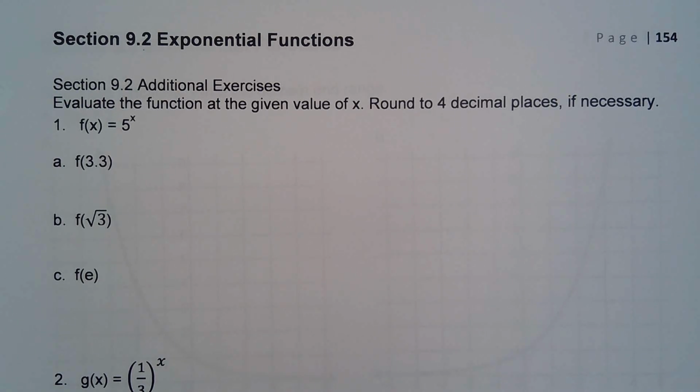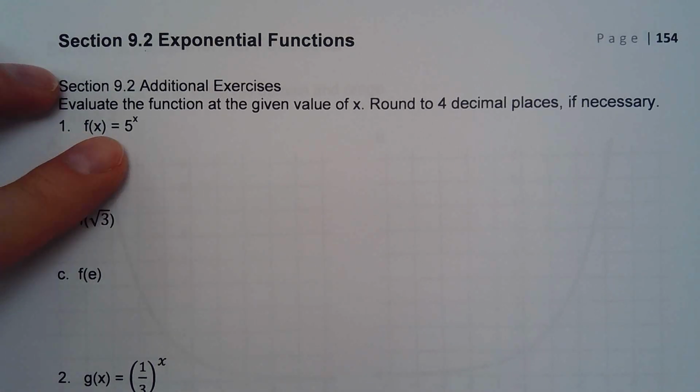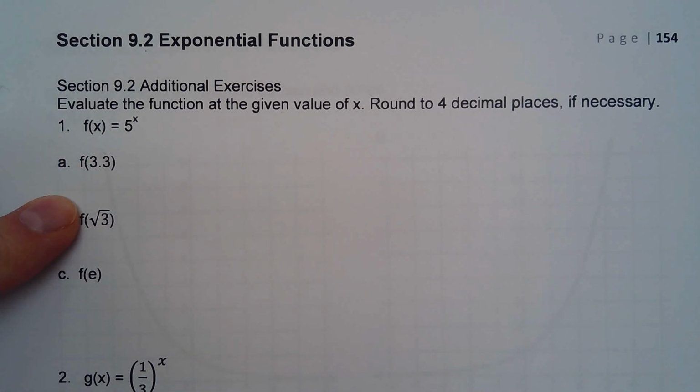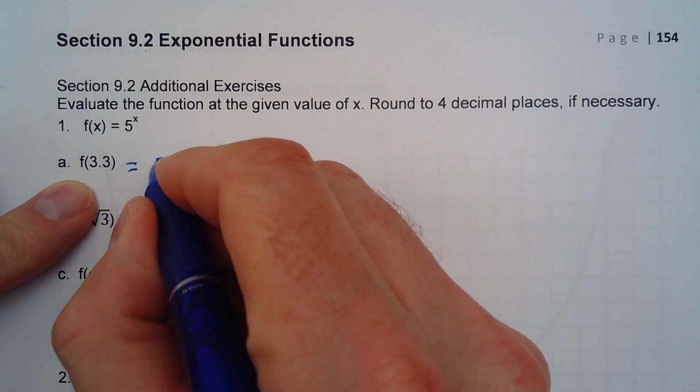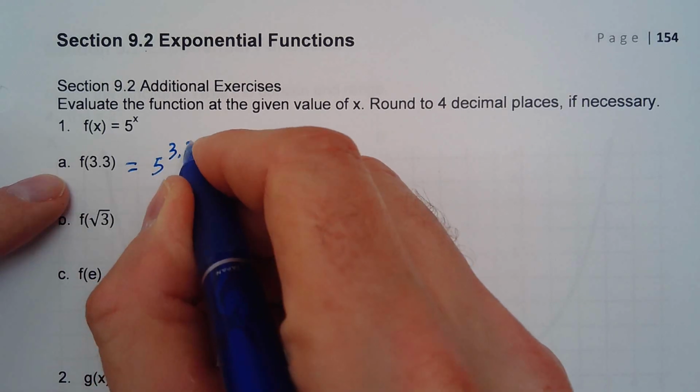So let's go ahead and do the section 9.2 additional exercise. So we want to evaluate the function at the given value of x. Round to 4 decimal places if necessary. So our function's 5^x, and here we're finding f of 3.3, so I'm taking 5 to the 3.3.